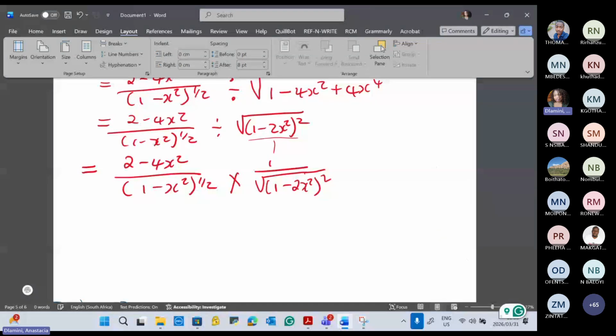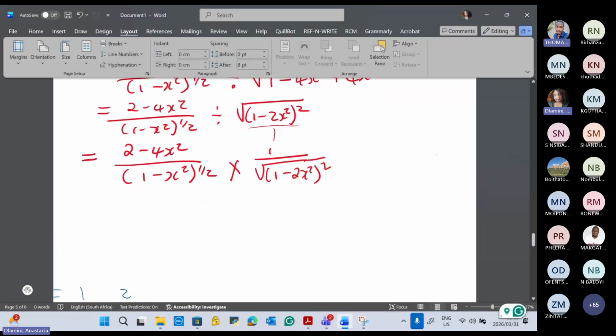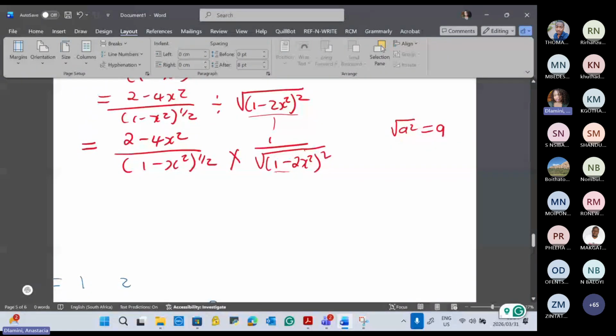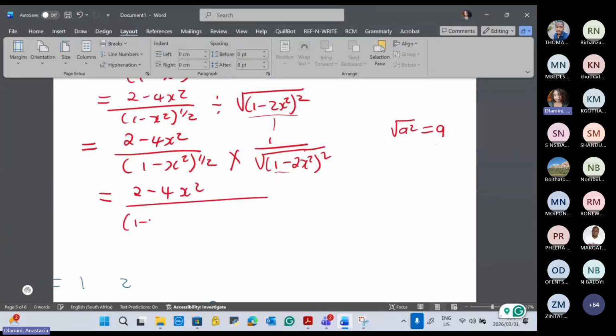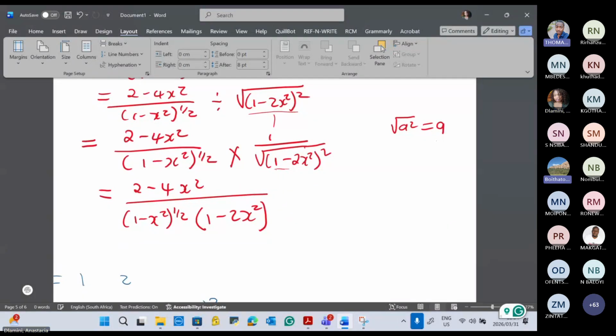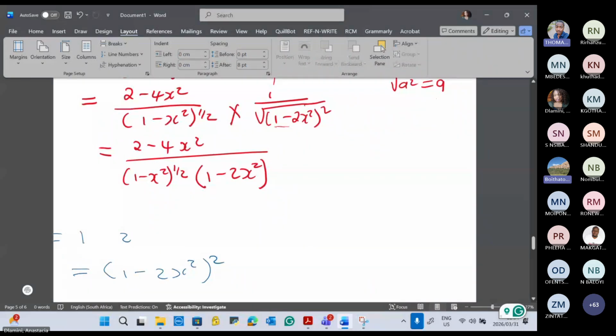Now we know that the square root of a squared is the same as a. So meaning that here we only remain with what? 1 minus 2x squared. Do we agree there? Yes, ma'am. So this becomes (2 minus 4x squared) over (1 minus x squared) to the power of half, times (1 minus 2x squared). Am I done? We can still simplify further.